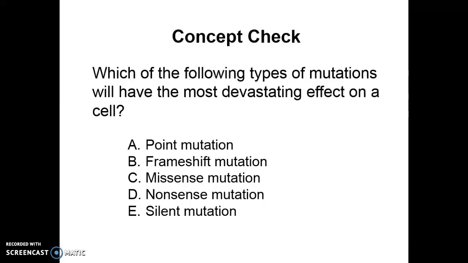All right, so concept check. Which of the following types of mutations will have the most devastating effect on a cell? Cue the Jeopardy music, and the correct answer is going to be B, the frame shift. Because remember, if you add any sort of mutation in that DNA sequence, it shifts everything from that point on, and it can very easily alter the amino acid sequence and sometimes even add a stop codon. And that is the end of section.